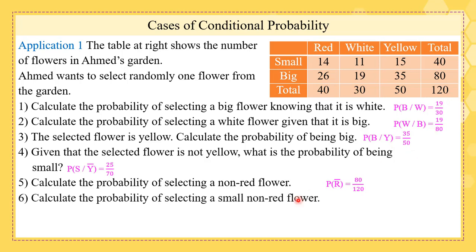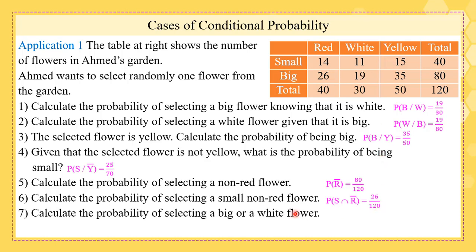Now calculate the probability of selecting a small non-red flower. This is in fact intersection. We need it to be small and non-red. So small are here and non-red are white or yellow, so we're going to have 26 over 120. And finally, calculate the probability of selecting a big flower or a white flower, and or means union. Try to do it alone.